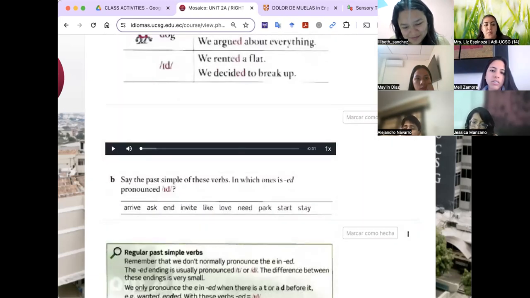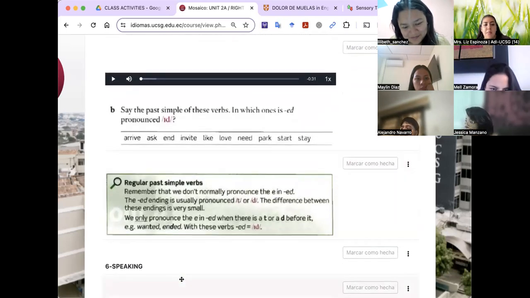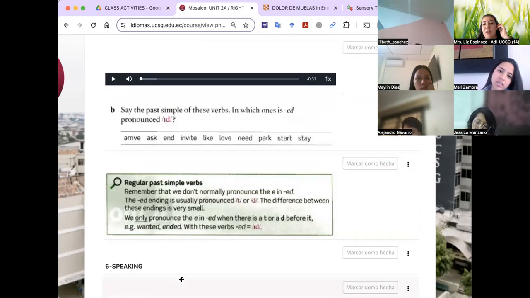Okay, so now let's go to B. It says, say the past simple of these verbs in which the ed is pronounced, actually like arrived or only arrived, something like that. Let's see.